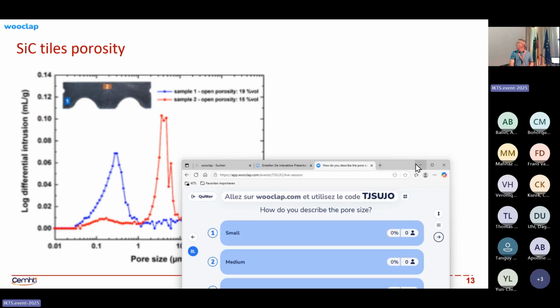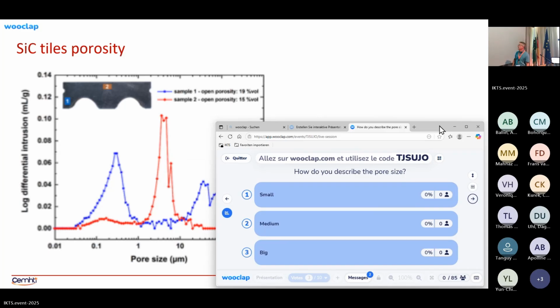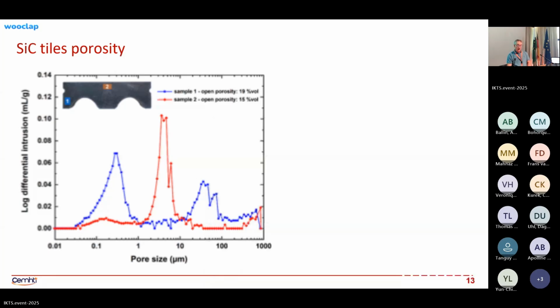How do you describe the pore size? Small, medium, big. Exactly. But it is your opinion and you will elaborate the diagnostic from your opinion. So that's why it is important. Of course, you can change your opinion with the time, for sure, because you are understanding along with the time. Answer.